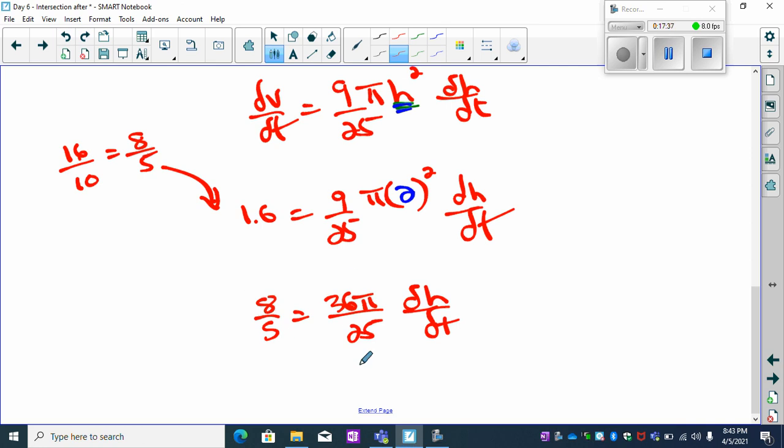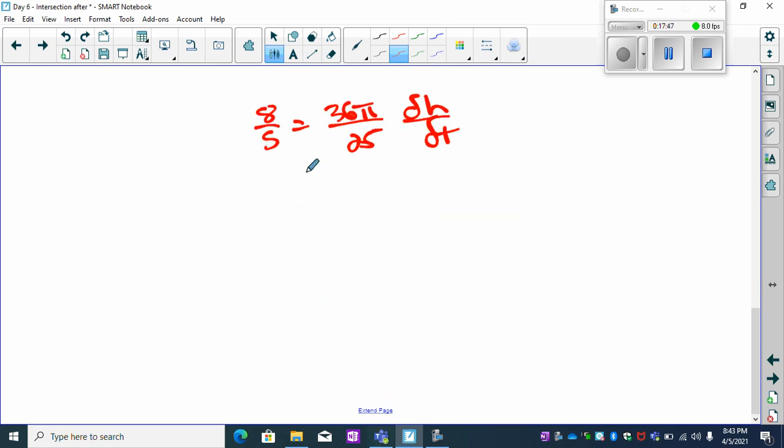Again, you don't have to do this without your calculator. You can figure out what 36 pi divided by 25 is and leave that as 1.6, and then just divide both sides by whatever this equals. But just remember, if I want to get rid of that 36 pi over 25, divide both sides by that. Remember, when you divide by 36 pi over 25, it's like multiplying by 25 over 36 pi.